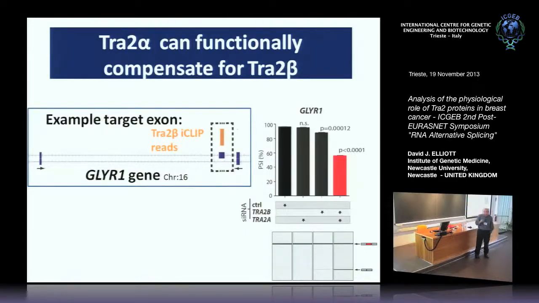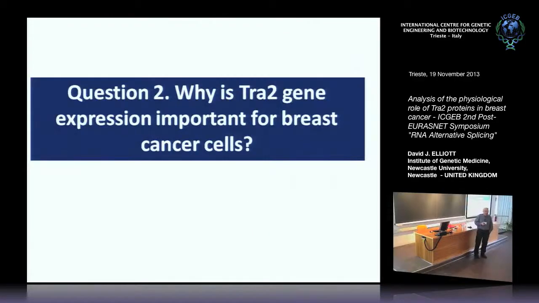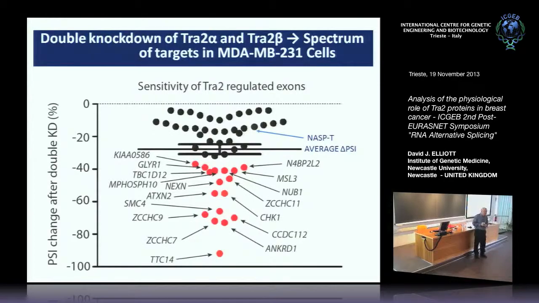So given we had to do a joint depletion to see significant effects on splicing, we focused our search for Tra2 beta regulated exons by doing joint depletion. And we hoped that this would tell us exactly what Tra2 beta was doing in breast cancer cells, which might be important for them. So this shows the results here. We managed to identify over 50 new targets for Tra2 proteins in this cell line.